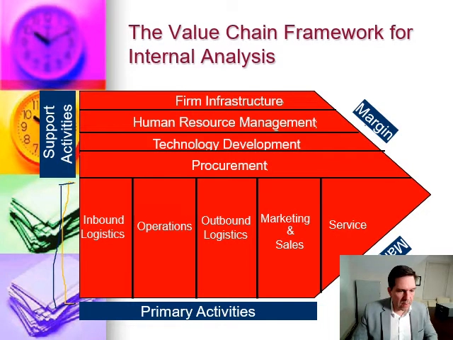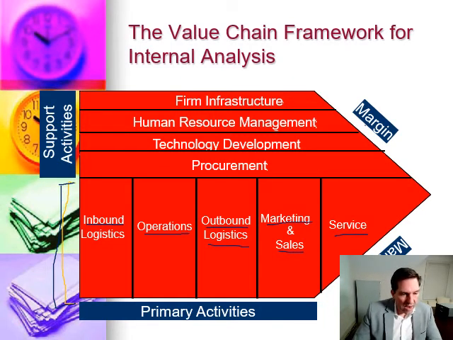And these are the primary activities, okay, which are inbound logistics and operations. Operations is putting together the product or delivering the service, okay. Outbound logistics is taking that product or service to the final client, okay. And sales and marketing, okay. And customer support or service, okay. These are what are considered, according to the value chain framework, the primary activities of the firm.